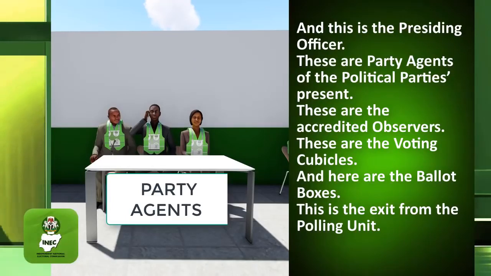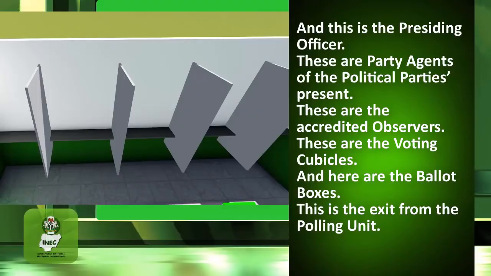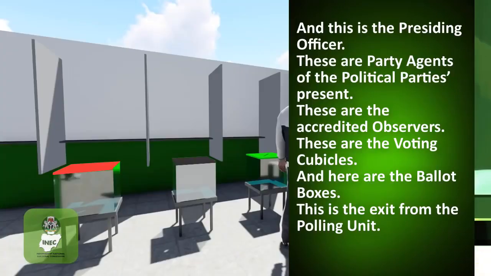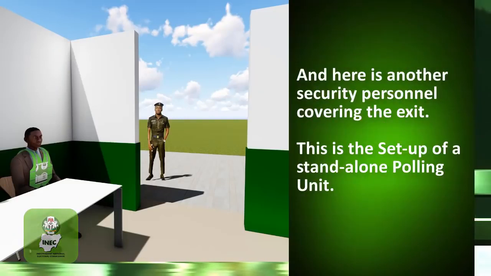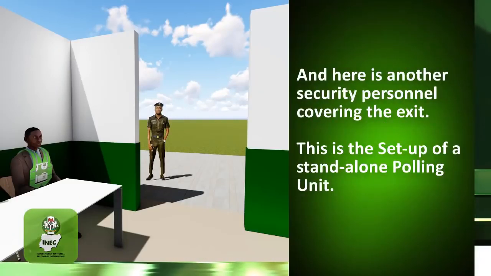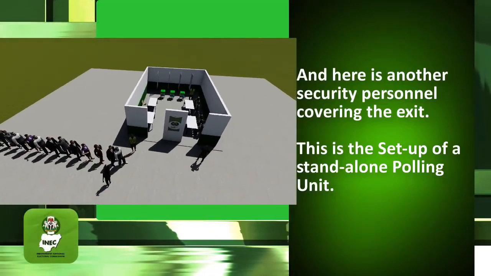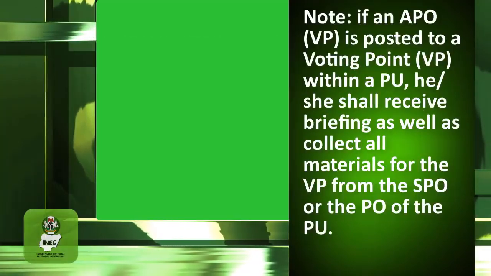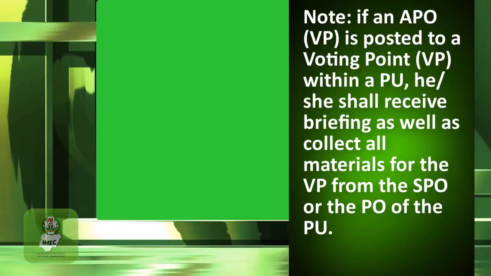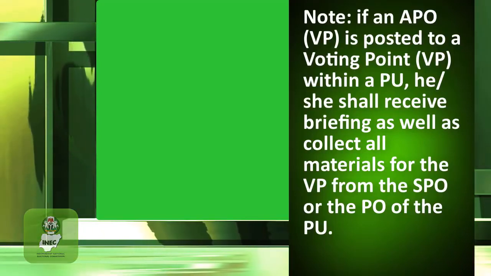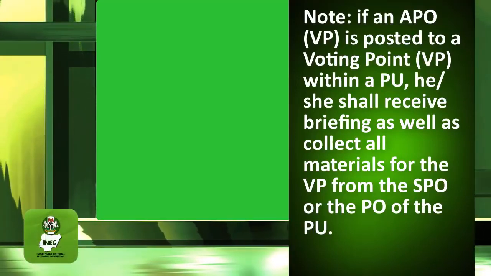These are party agents of the political parties present. These are the accredited observers. These are the voting cubicles, and here are the ballot boxes. This is the exit from the polling unit. And here is another security personnel covering the exit. This is the setup of a standalone polling unit. Note, if an APO VP is posted to a voting point VP within a polling unit PU, he or she shall receive briefing as well as collect all materials for the VP from the SPO or the PO of the PU.